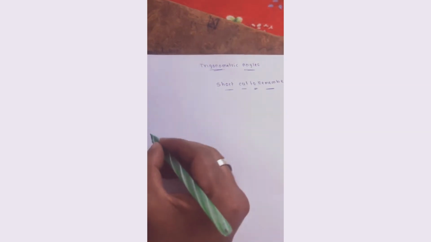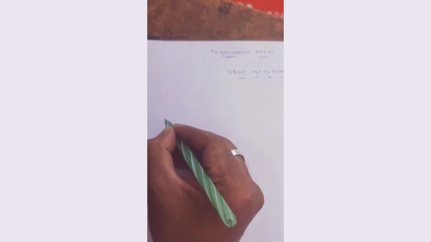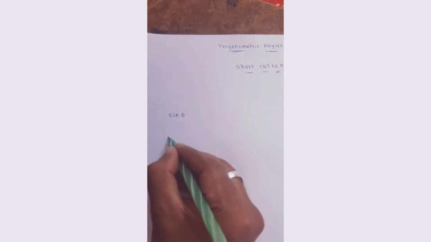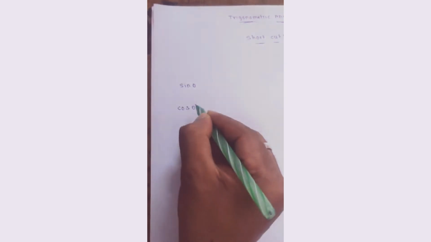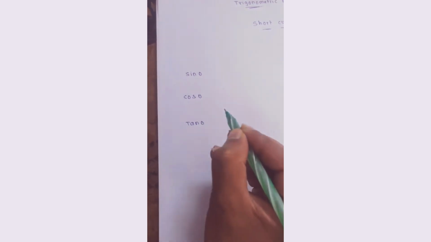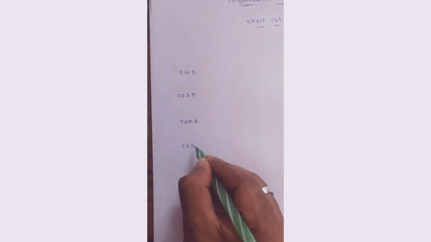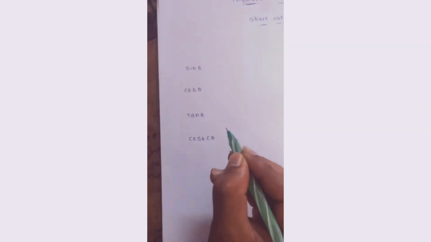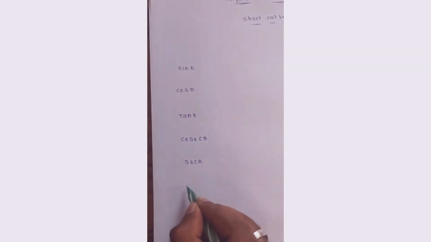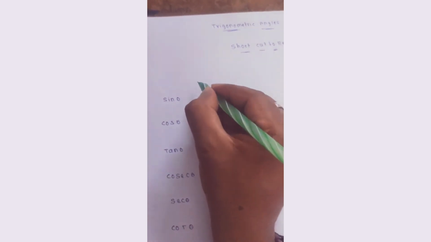You know, there are a total of 6 trigonometric ratios. That is nothing but sine theta, cos theta, tan theta, cosecant theta, secant theta, and cot theta. So, 6 ratios with how many angles?